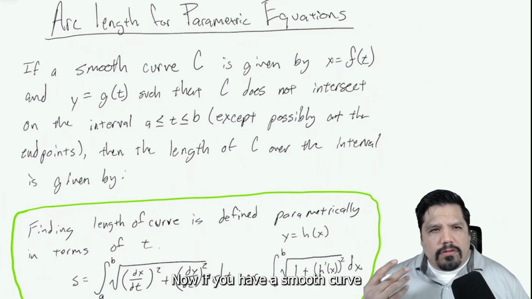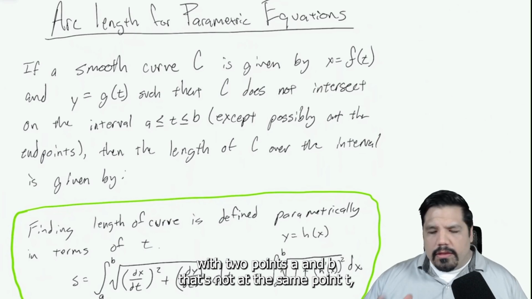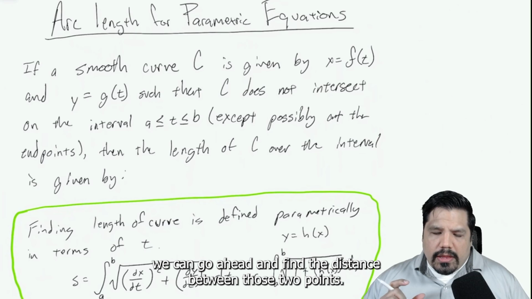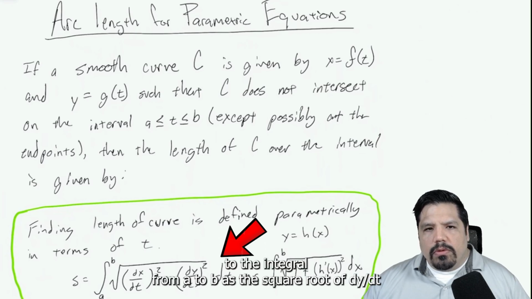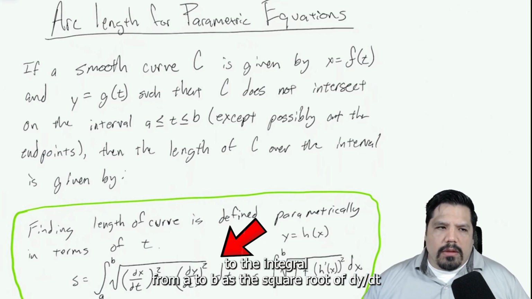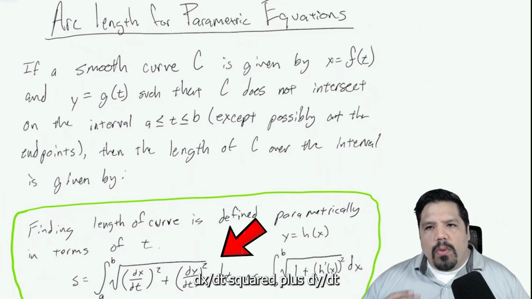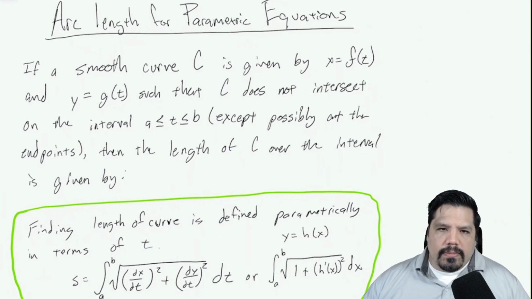Now, if you have a smooth curve with 2 points, A and B, that's not at the same point T, we can find the distance between those 2 points with the arc length formula. S is equal to the integral from A to B of the square root of (dx/dt) squared plus (dy/dt) squared, with respect to dt. Let's get into it.